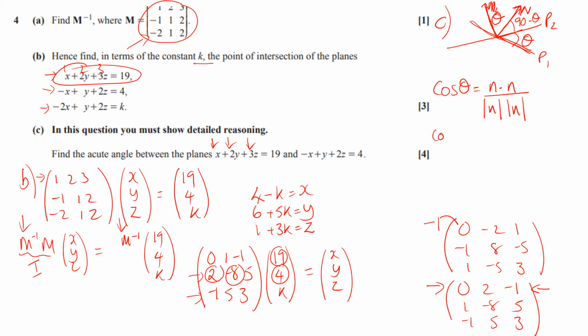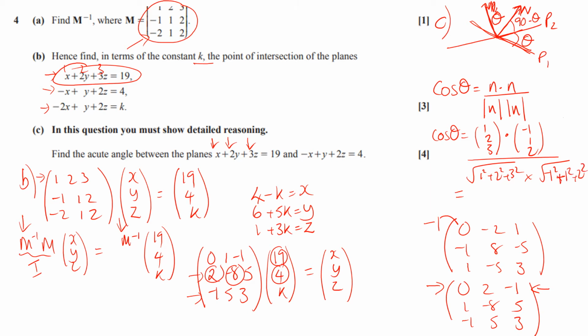So cos theta is going to equal, those normals were (1, 2, 3) dotted with (-1, 1, 2), all over the square root of 1 squared plus 2 squared plus 3 squared, times the square root of (-1) squared plus 1 squared plus 2 squared.